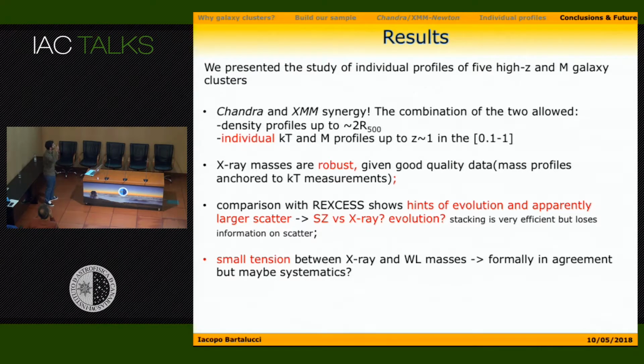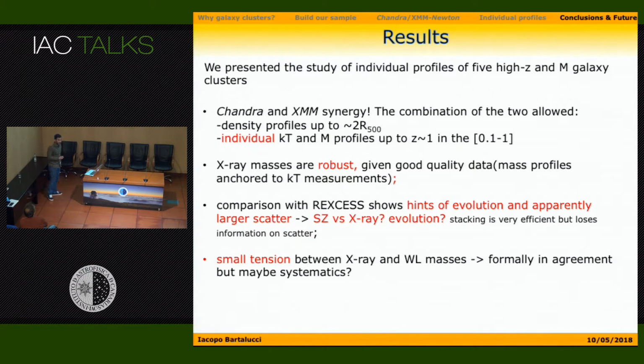Here are my results. First of all, I've shown the very good synergy between Chandra and XMM. The combination of the two instruments allowed us to address the problem of the cosmology and to get the density profile up to R500, and to get individual temperature and mass profiles up to R500 at redshift 1. The thing that I would like to stress is that even though these observations are challenging, we were able to get measured masses which were robust.